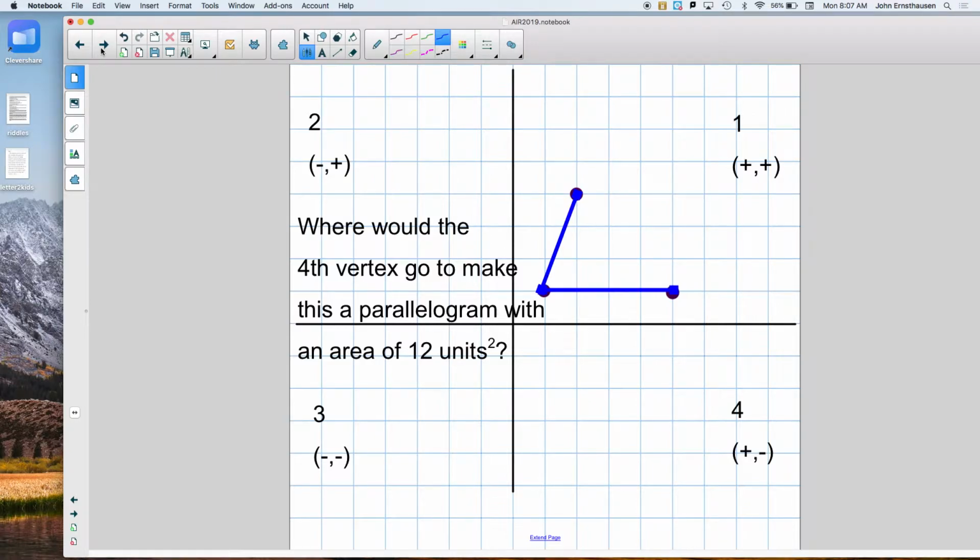Where would the 4th vertex go to make this a parallelogram with an area of 12? I don't think this will appear, but if it did, we have a vertex right here. A vertex is a point. You guys can't do this, so you don't have grid boards. You have a vertex here. So the base is 4. The height is 3. The formula for a parallelogram is base times height.